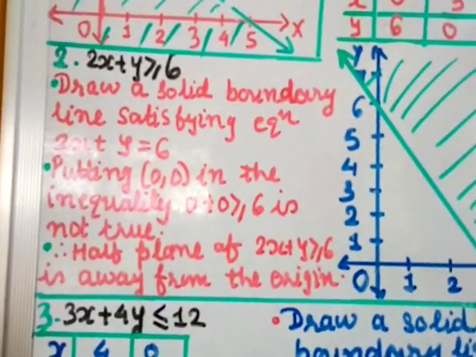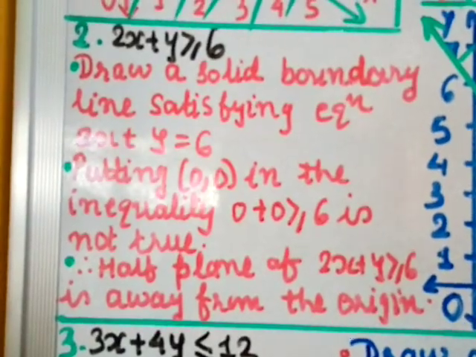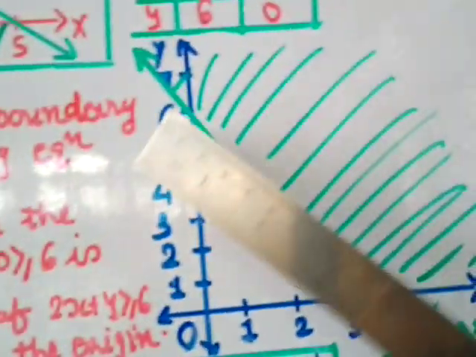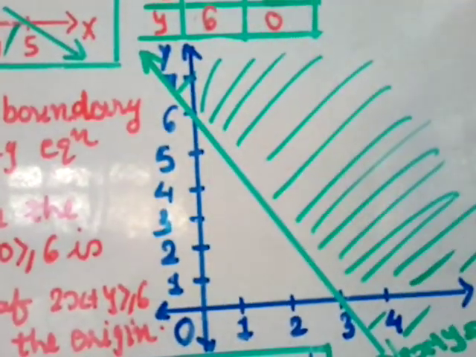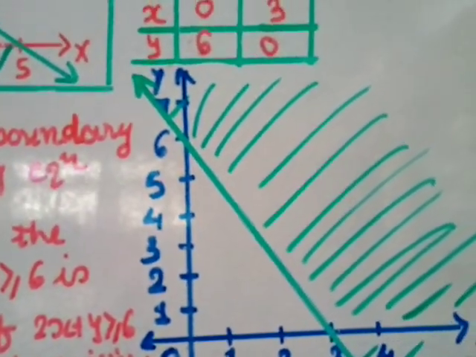That means it doesn't contain the point 0, 0. That is, it is away from the origin. So I have shaded this region over this side, right? You can see the green line. This side is the region which is the solution region.